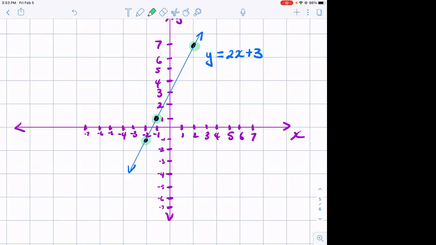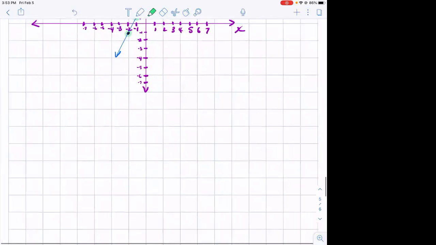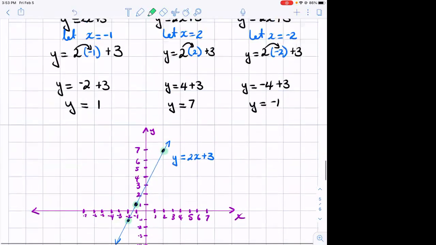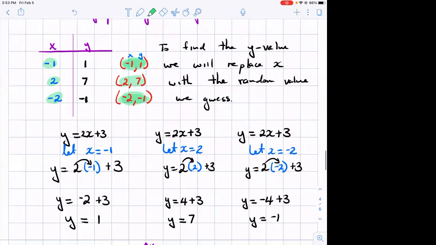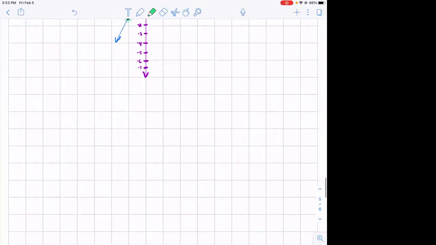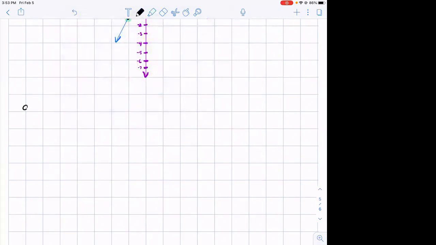So just linear. Now, as I said, this is just one method of graphing. It's called using a table. And the table method is guaranteed to work. It is a little bit long, but it's guaranteed to work. Okay? So let's look at another example. Graph example.